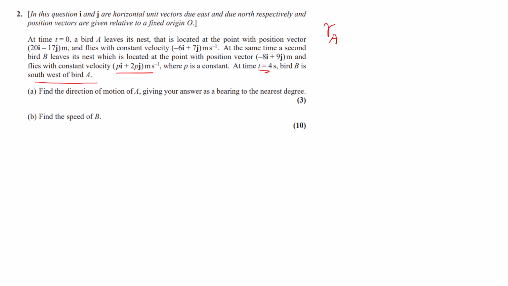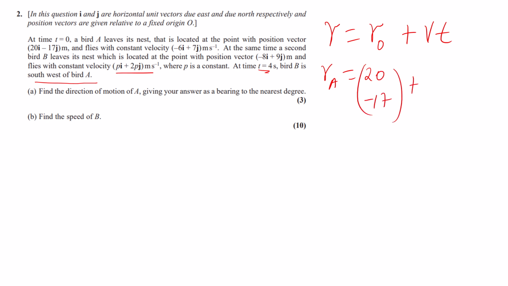Now remember, the position vector of a particle at any time, R, is given by R0, where it started from, plus the displacement, which is Vt. We need to use this to know where they are at any time. So I'm going to look at A first. The initial position of A was 20 minus 17. And then the displacement is going to be the velocity, which is constant, times the time. So it's going to be time 4 times that velocity, which is minus 6, 7.